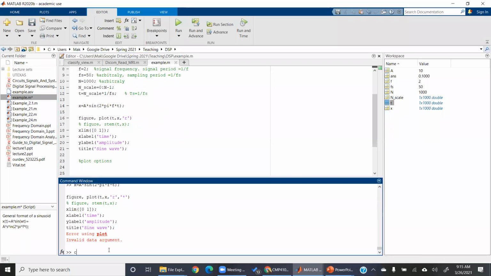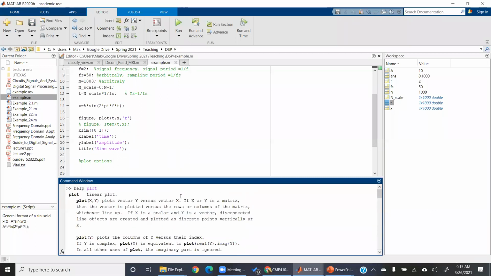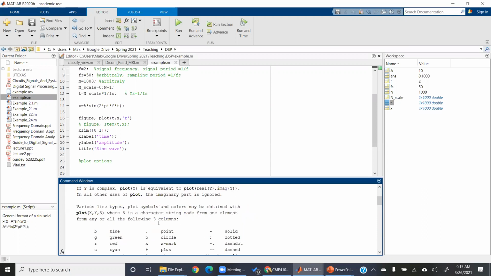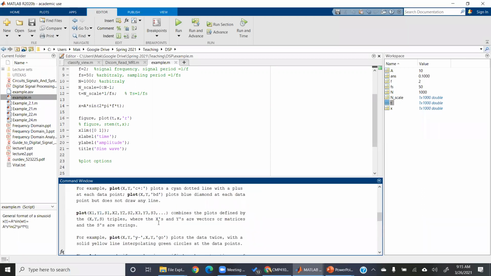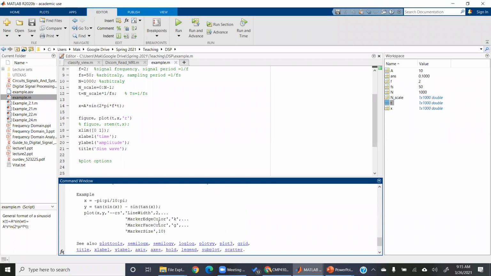Now, the good thing is Matlab has a lot of helpful tools, and one you'll find is help. For example, if you did help, pick any function, help plot, it will give you information about that particular function, and it will tell you how to use it, and it will also give you a couple of examples.